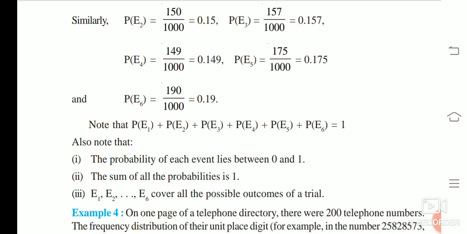Sum of all the probabilities is 1, that is total probability. But E1 to E6 cover all the possible outcomes of a trial. E1 to E6, the outcome is either 1 or 2 or 3 or 4 or 5 or 6. Other than this is not possible. That's why all the outcomes come under E1 to E6.